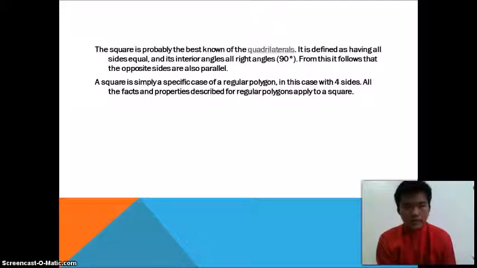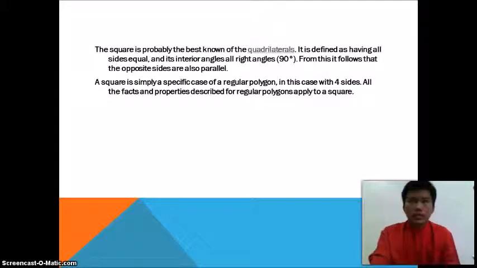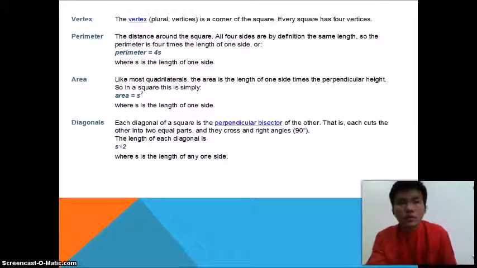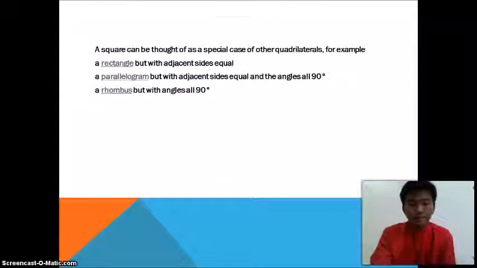I don't put a picture of a square because a square has perfectly equal sides. It has 90 degrees, and now these are abbreviations you need to know. The vertex is a corner of the square. Every square has 4 vertices. The perimeter, area, and diagonal. The area of a square is just S squared. S means the length of one side of the square.